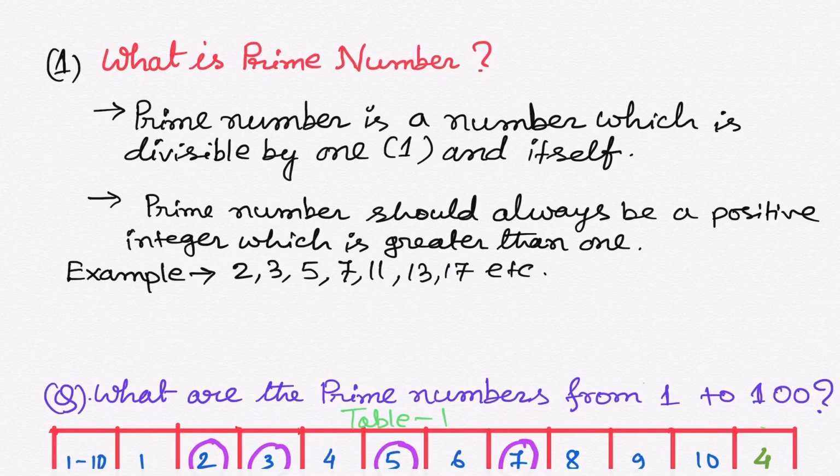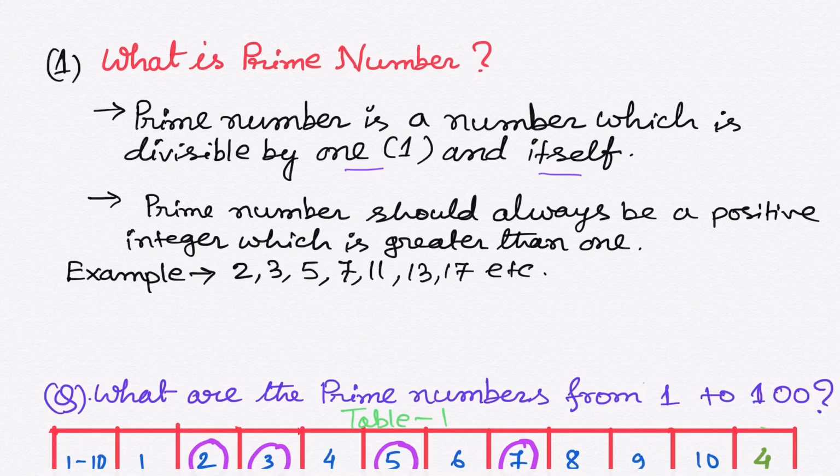Today I'll discuss what is a prime number and what is a composite number. First of all, what is the definition of a prime number? A prime number is a number which is divisible by 1 and itself, and a prime number should always be a positive integer which is greater than 1.